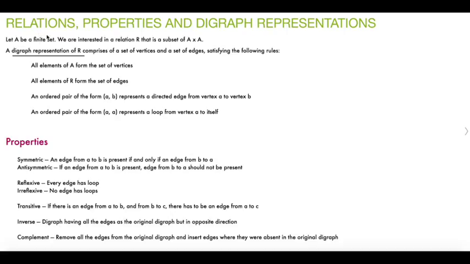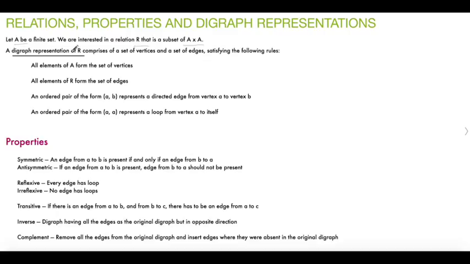Hello, so in this video we'll talk about relations, properties and digraph representation. So let's start with the definition. If we have A as a finite set and we are interested in a relation that is a subset of A cross A. So what is A cross A? A cross A is a Cartesian product of A with itself.